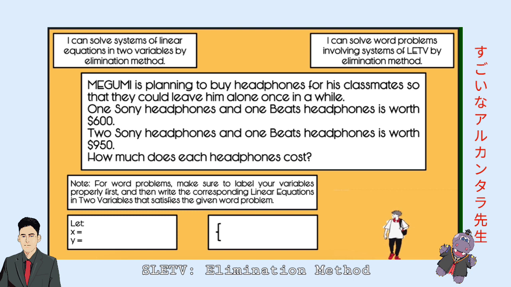So just like earlier, it's important to label them first, right? So let's say that the x variable will represent the Sony headphones, and then the y variable will represent the Beats headphones. The first statement says one Sony headphone, so let's say that we have x. One Beats headphones, let's say that is y. Since altogether it's worth 600, you're going to add those two things, x plus y, and it is equal to 600. Similarly, two Sony headphones, so 2x, and one Beats, so y. So add them, that will be 2x plus y equal to 950. So those are our two equations.